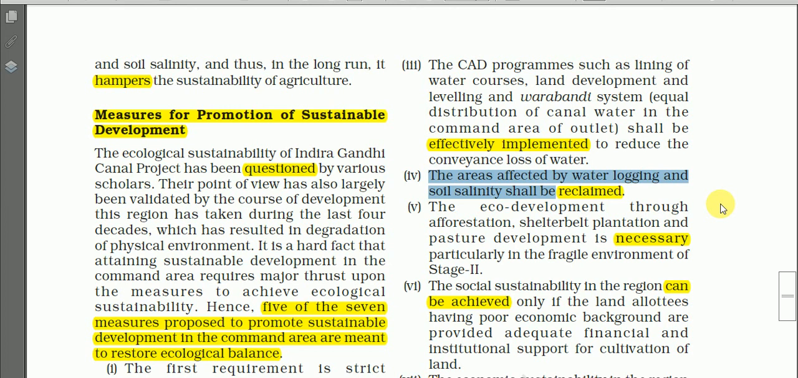Okay. And soil salinity also can be reclaimed by applying chemicals like limestone and so many others. These techniques and methods are there to treat the soil salinity. That must be done.